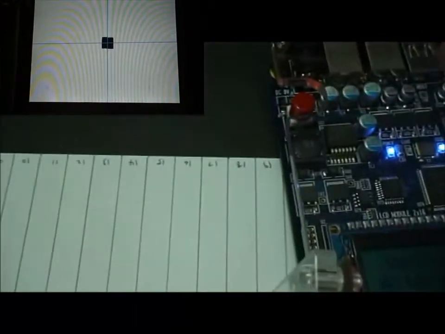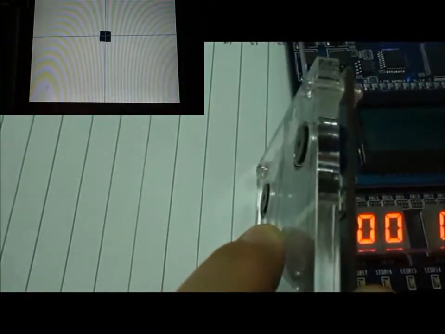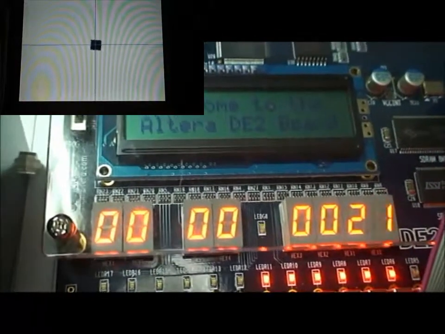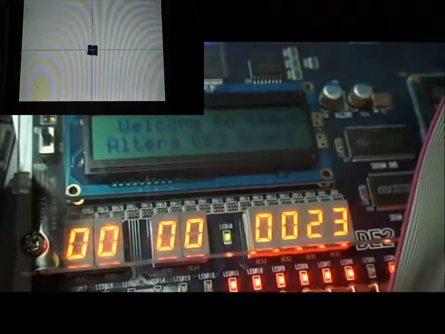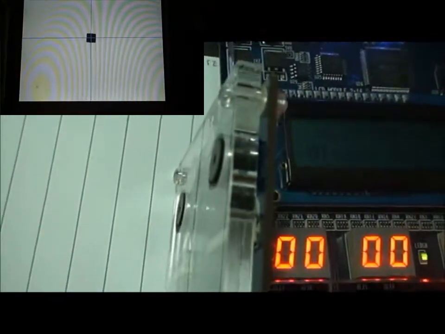17, 18, 19, 20, 21, a bit of jitter, 22, 23, and 24. So it somehow overshoots by 1 cm after 20 cm.